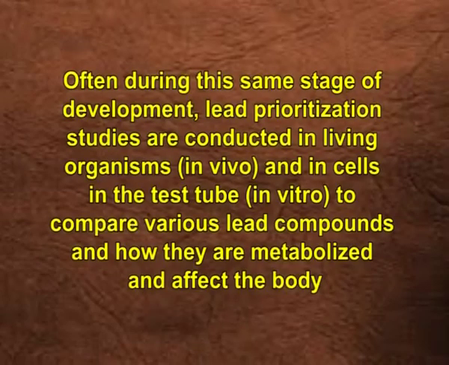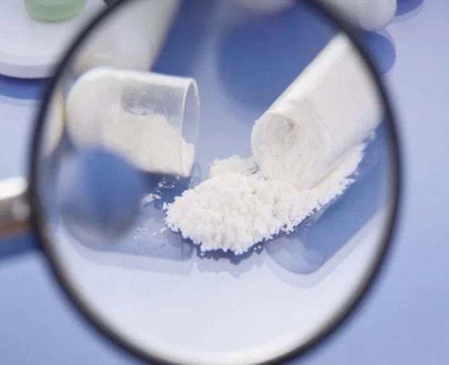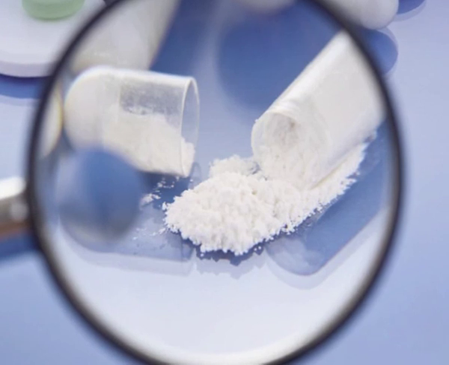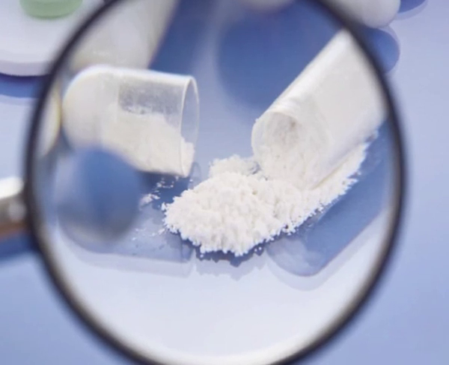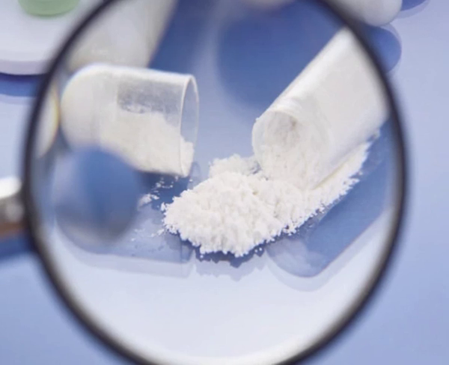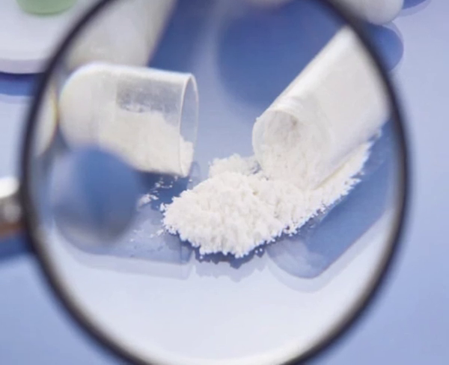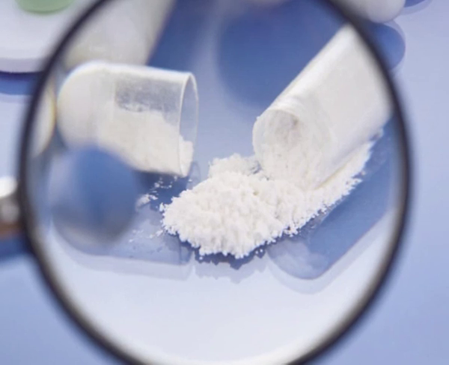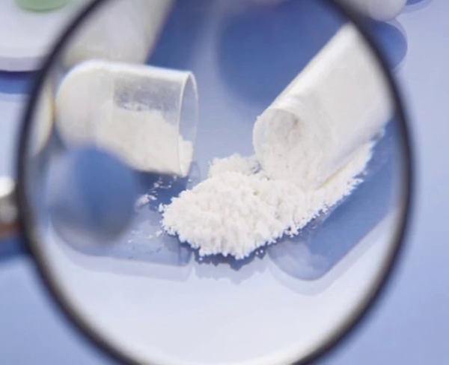possible. Often during the same stage of development, lead prioritization studies are conducted in living organisms and in cells. The test tube is used to compare various lead compounds and how they are metabolized and affect the body. The lead optimization process concerns many aspects such as the optimization of the affinity for the biological target, the toxicity, the oral bioavailability, the cell permeability, the plasma binding, and the ease of metabolism.